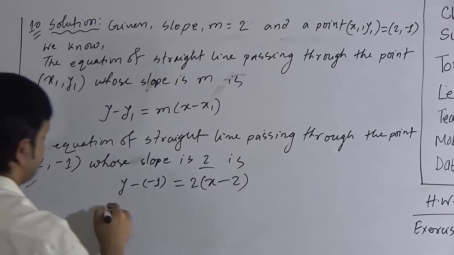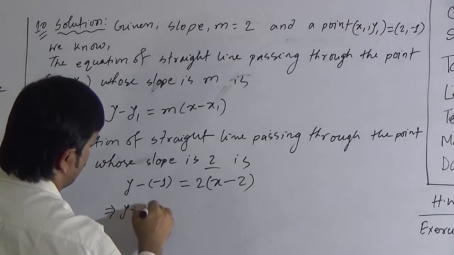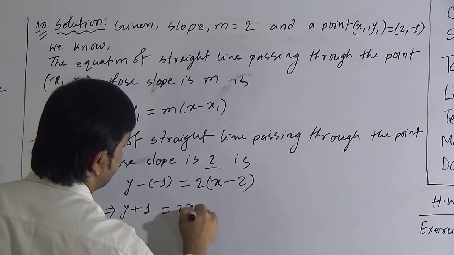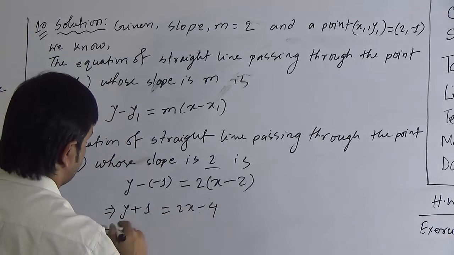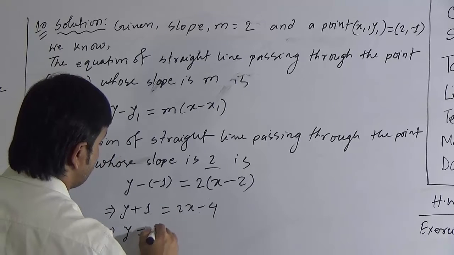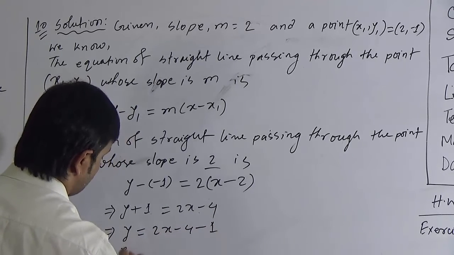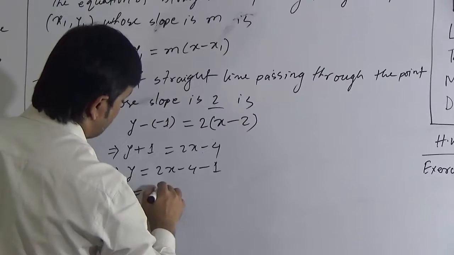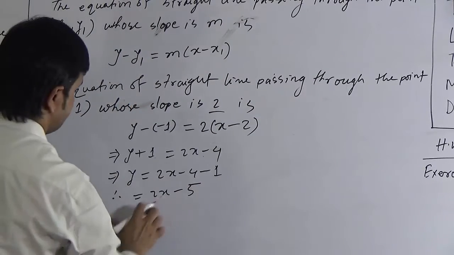So calculate now here. What will you get? You will get here y plus 1 is equal to 2x minus 4. Now take this one in the right side. You will get y equal to 2x minus 4 minus 1. Therefore y equal to 2x minus 5. This is the required equation of straight line.